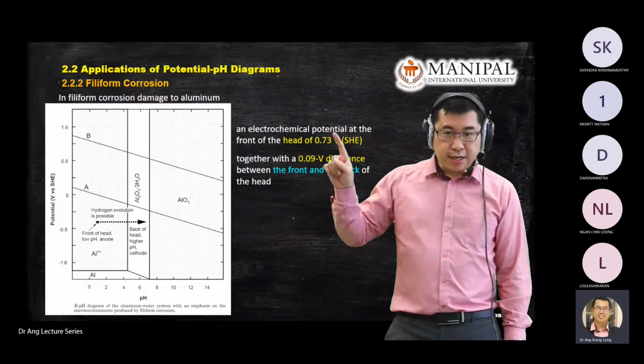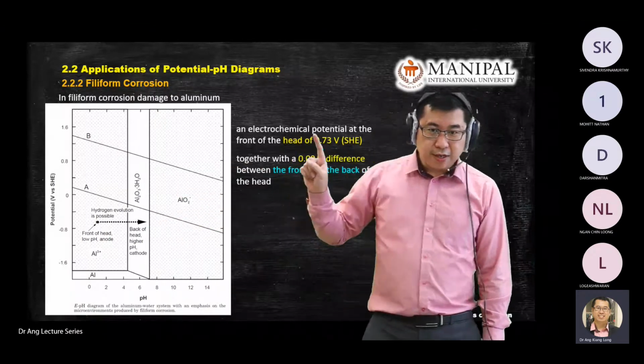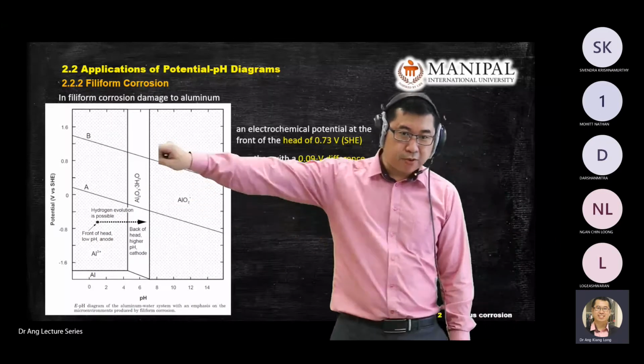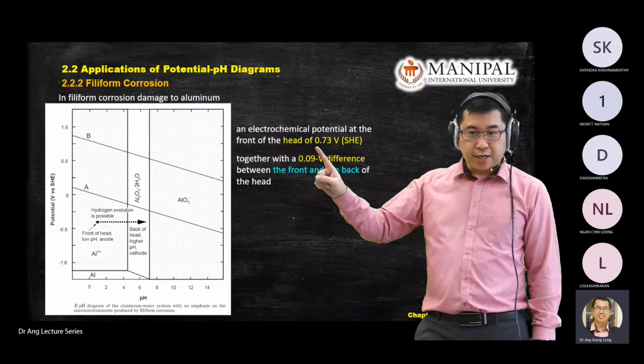Again, there's a negative sign here. Apologize for my typo error. If not, this one positive, it will jump up to the top already. So there's a negative sign there.